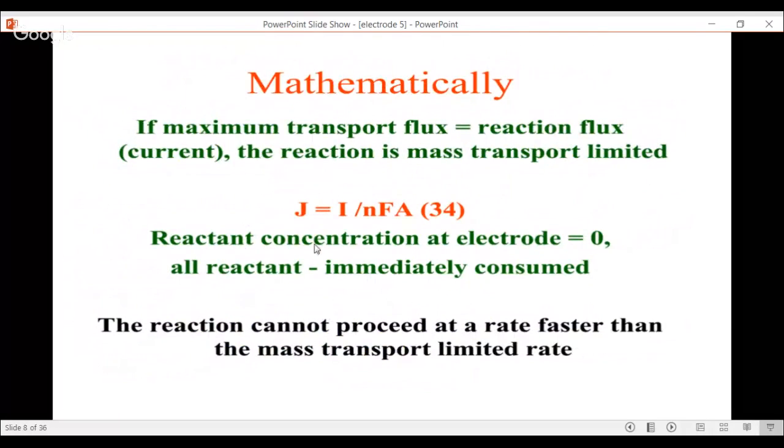The reactant concentration at the electrode is equal to 0 to start with. All reactants are immediately consumed. When the rate of the electrochemical reaction is fast, the reaction cannot proceed at a rate faster than the mass transport limited rate. Under those conditions, the reaction rate can be only controlled by the mass transport. Okay.